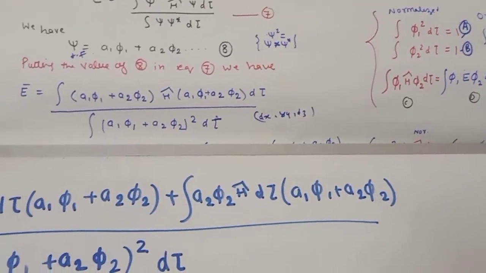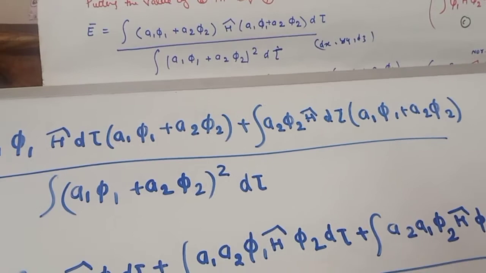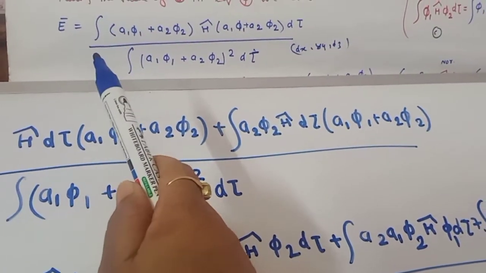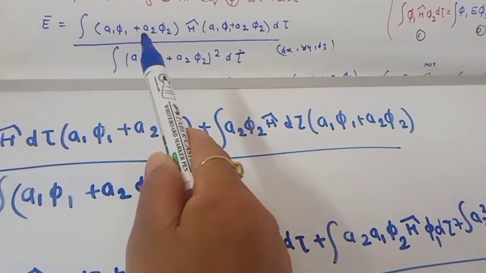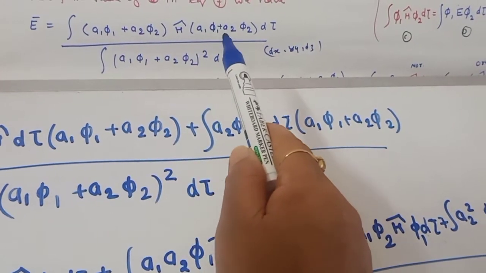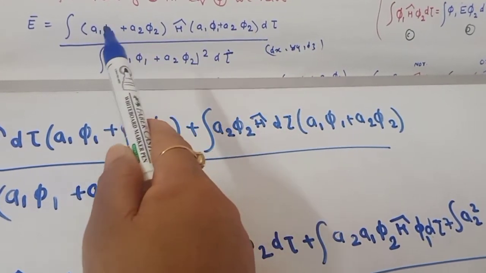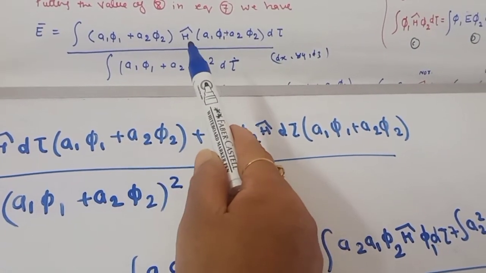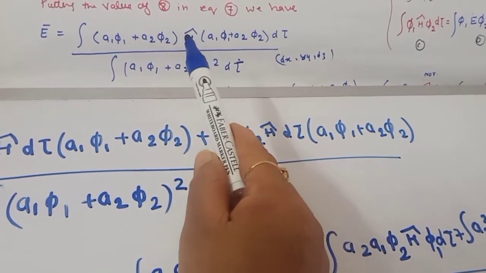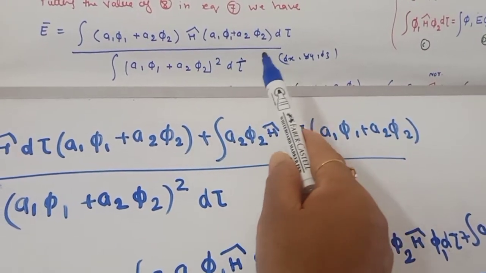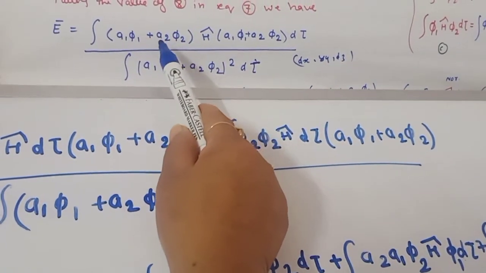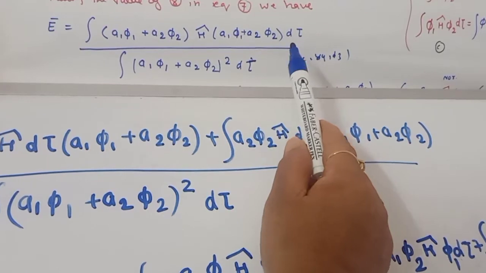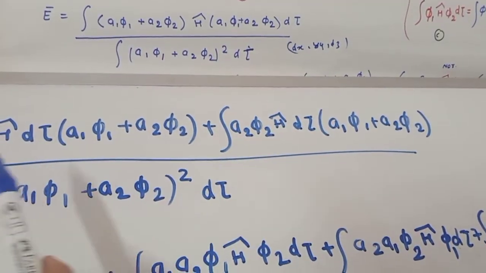So now we will multiply this part. Here we have taken a1 phi 1 plus a2 phi 2, h caps, a1 phi 1 plus a2 phi 2. What we have to do is multiply this term. First we will take a1 phi 1 h caps d tau and multiply it with this bracket. Secondly, we will multiply a2 phi 2 h caps d tau with this part. So we will have the solution like this.